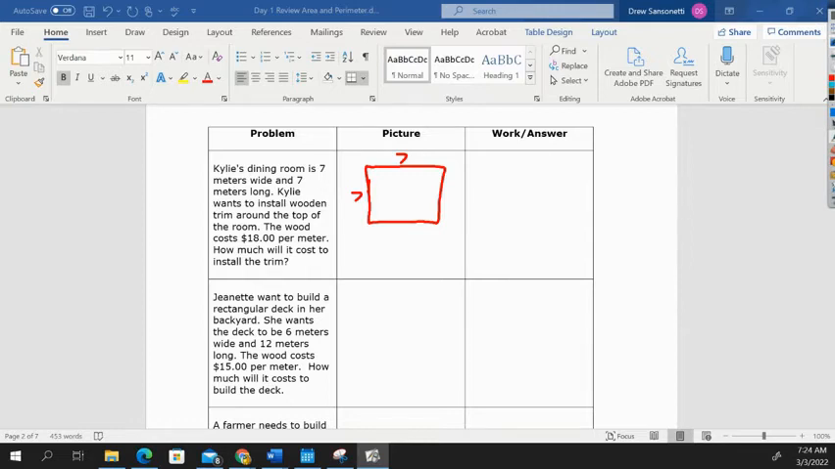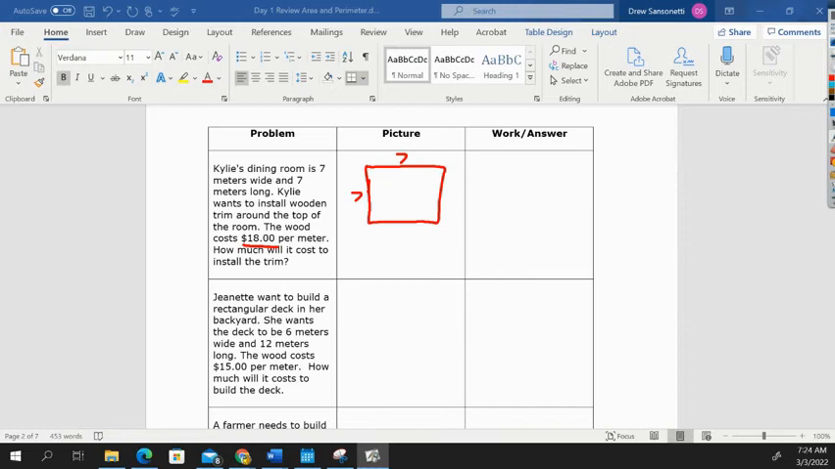And they want to install a wooden trim around the outside. So if you're doing something on the outside, that's the perimeter. So we're going to have to find the perimeter of this. Once we find the perimeter, every meter is going to be $18. So we're going to have to pay for the wood we're going to use to build the trim.